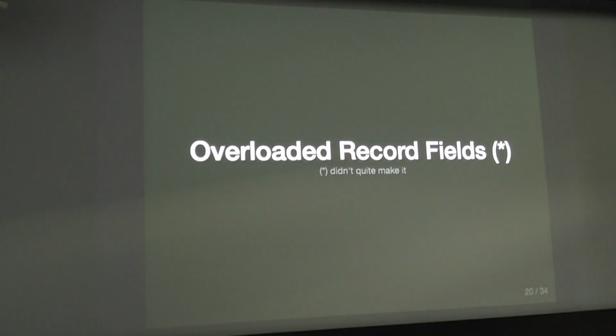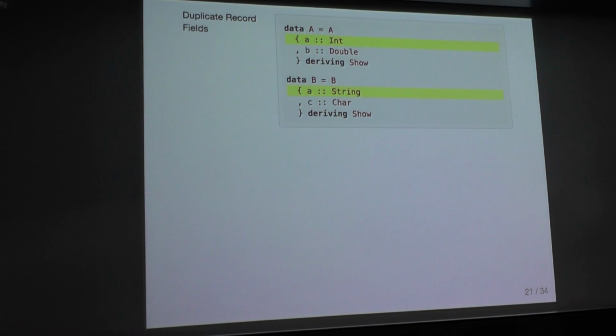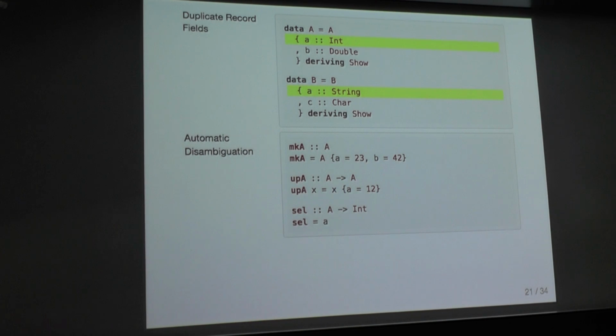Okay, next feature, also really nice stuff. It didn't quite make it, so only half of it is in there, but it's still interesting. Let me show it to you. Duplicate record fields. Finally, you don't have to do these weird prefixes for each record, because now they won't collide anymore. You can have data types in the same namespace that use the same record names. And it's really not a problem, because the type system is smart enough: every time it's unambiguous, it will just pick the right one. If it's not unambiguous, it will tell you.